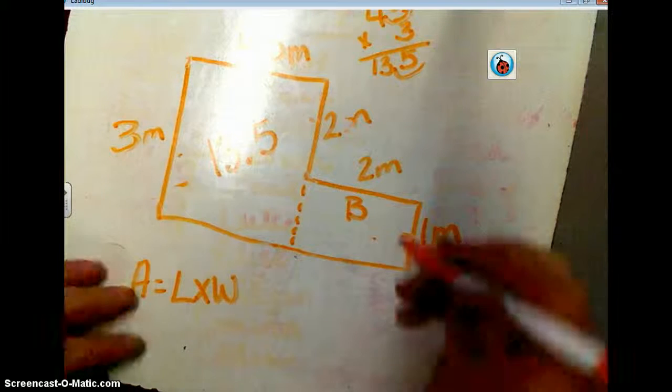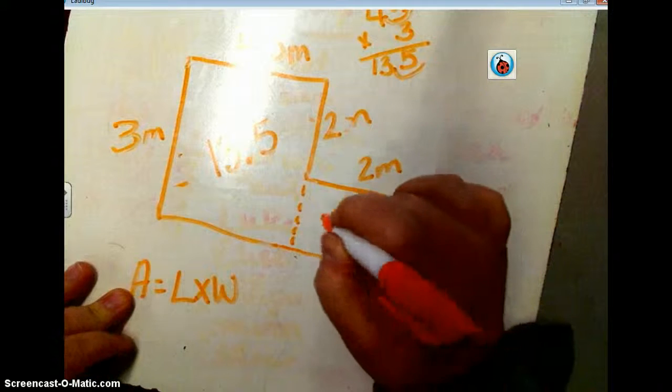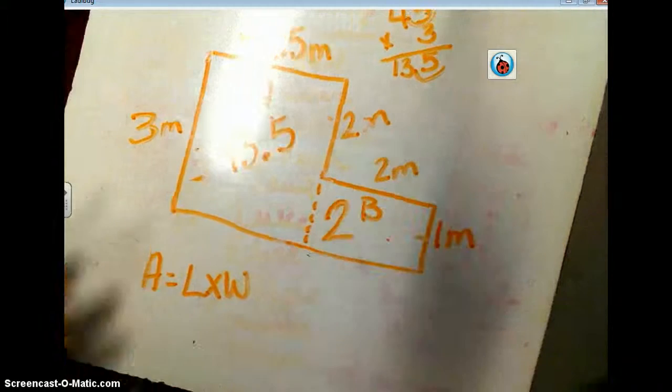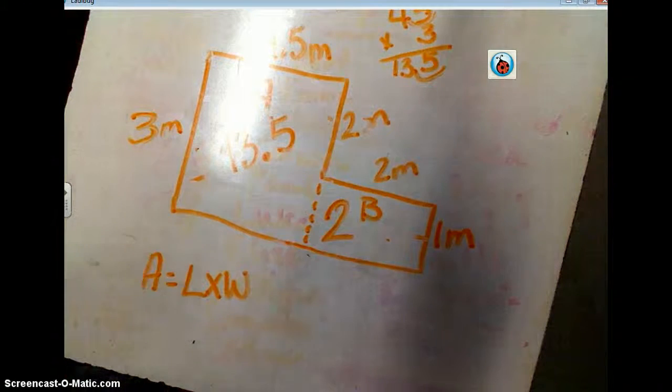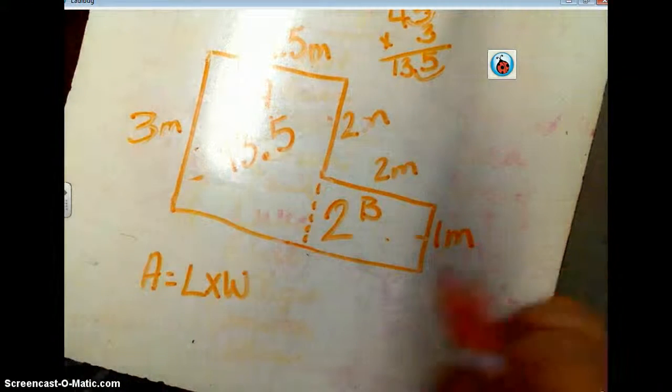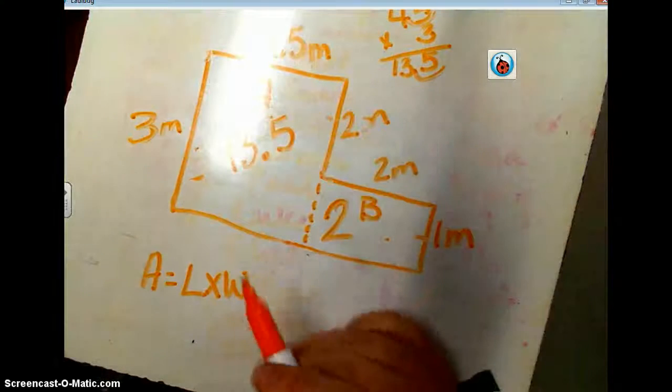Okay? Tell me the numbers that I would multiply together to find the area of rectangle B, Michaela. 2 times 1. 2 times 1, that was pretty easy, right? Okay, so I'm done, right? No. No, I have to add shape A plus shape B.